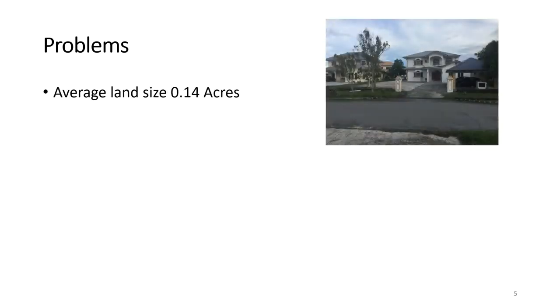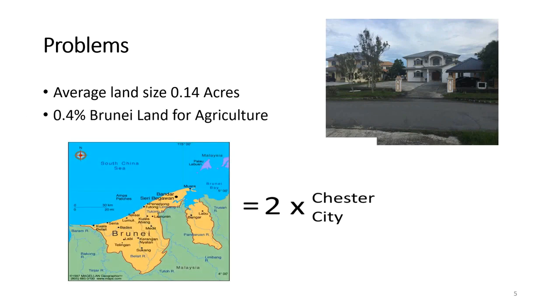But having a home garden that is big enough to be useful in Brunei is difficult for most people. On average, homeowners own 0.14 acres of land, and most of that space is covered up by the house, driveway, and garage. What's left is pretty much this. So having a garden that doesn't need much space would make a home garden viable. And even on a national level, Brunei only has 0.4% of its land opened up for agriculture.